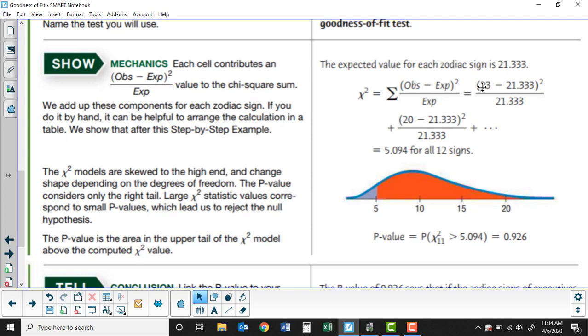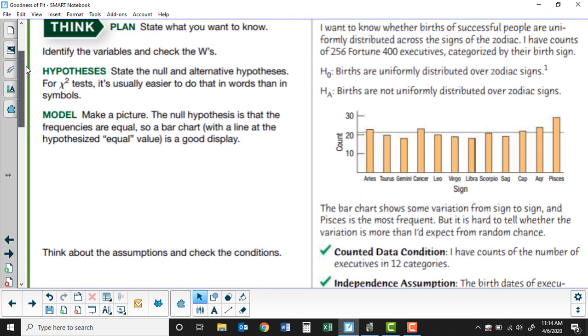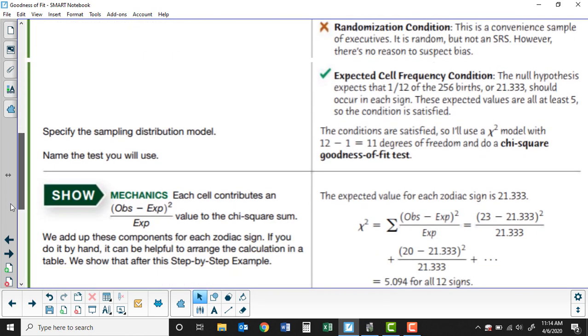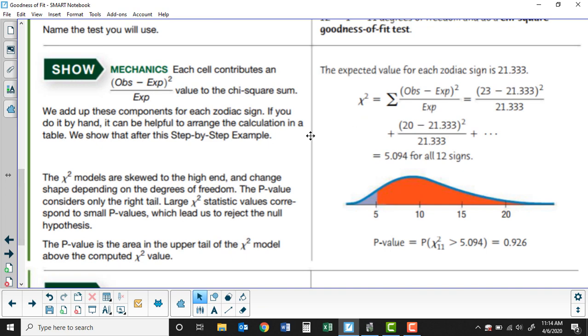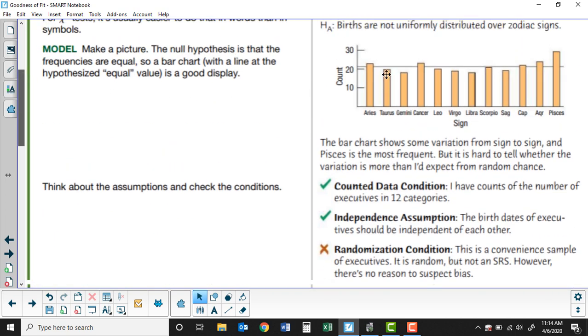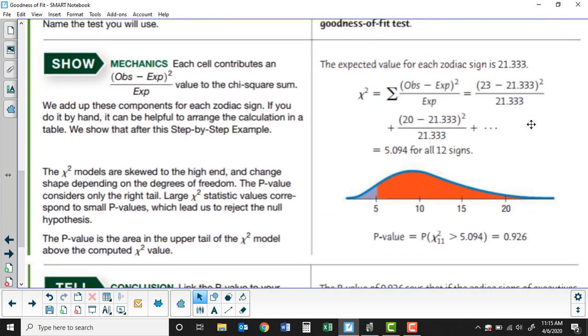So for each one, we take the value that we observed and subtract from it the 21.3. We square that value and then we divide it by the 21.3, and then we do that for each one and add them up. So if you take a look up here, the first data value here is 23. That's this test here. The second data value was 20, which is right here. And then they continue to do that for all of the data values, I believe, if I'm not mistaken.